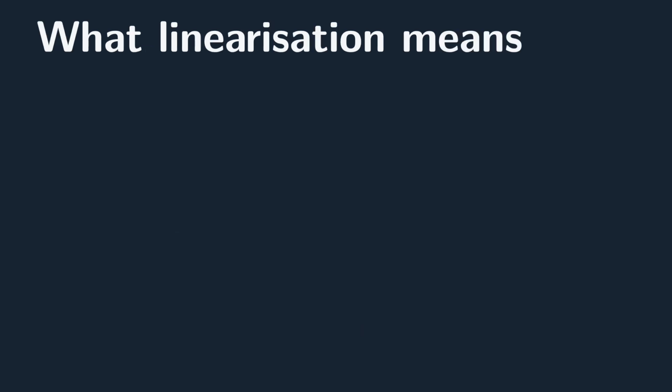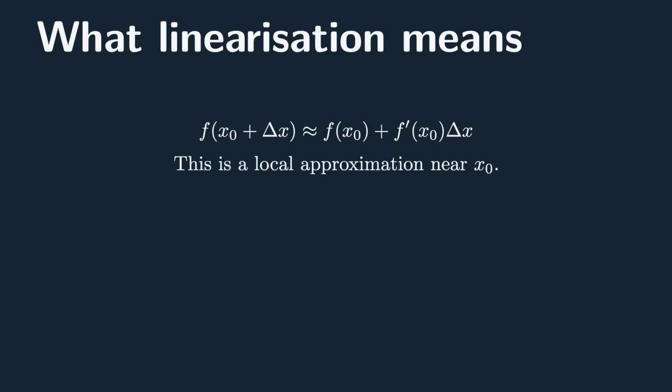To finish, let's step back and summarize what linearization means. The approximation we derived was f(x₀ + Δx) ≈ f(x₀) + f′(x₀)Δx. This is a local approximation near x₀. That means it is not trying to describe the whole nonlinear function. It is only trying to describe the function close to the point we chose. The approximation is best when Δx is small.